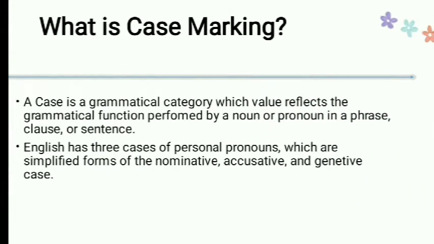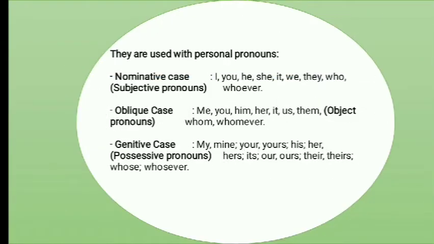What is case marking? A case is a grammatical category whose value reflects the grammatical function performed by a noun or pronoun in a phrase, clause, or sentence. English has three cases of personal pronouns, which are simplified forms of the nominative, accusative, and genitive case. They are used with personal pronouns.